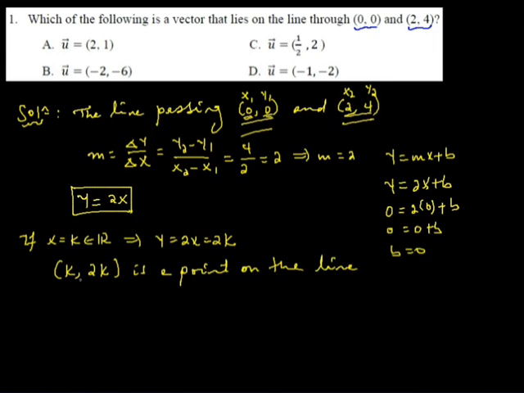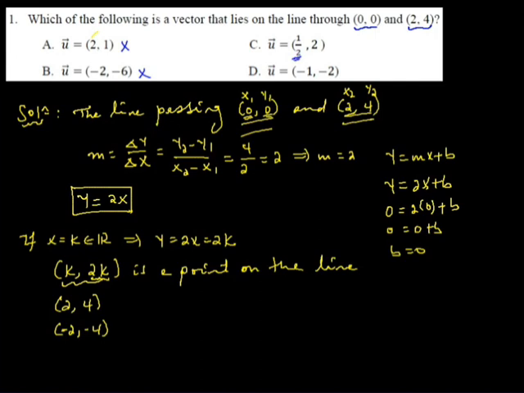Now, if this is a point on the line, we can determine the vectors on the line. For example, let's take the choice in A. If the first entry is 2, the second entry will be 4. So A cannot be the answer. If we take B, if x is minus 2, the value of y becomes minus 4. B will not be the answer either.